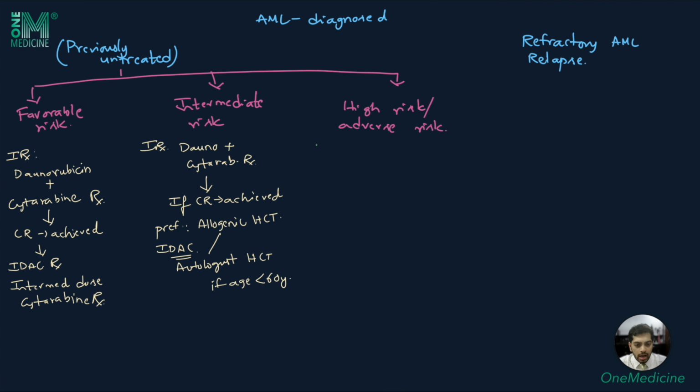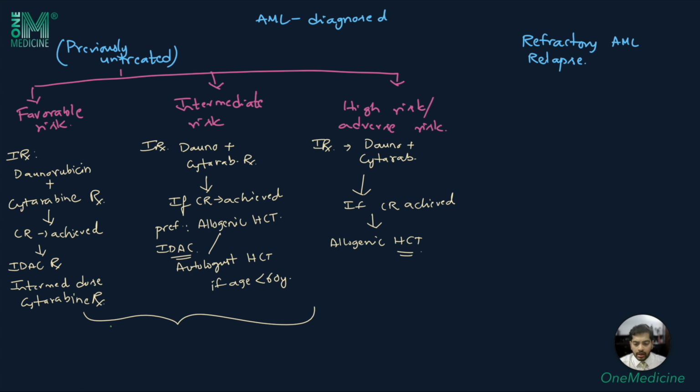In a patient with high or adverse risk, induction therapy can be started with the same daunorubicin plus cytarabine based therapy, and if the complete remission is achieved, the patient can be subjected to allogenic hematopoietic cell transplantation. In all the three cases, if investigational therapy is present, the patient can be subjected to investigational therapy, and if that achieves a complete remission, investigational therapy can be continued.